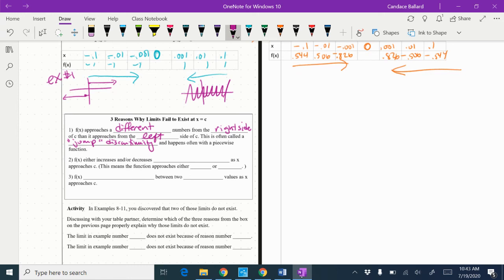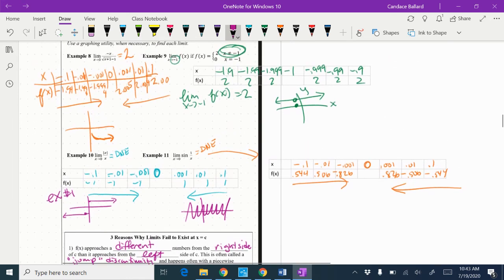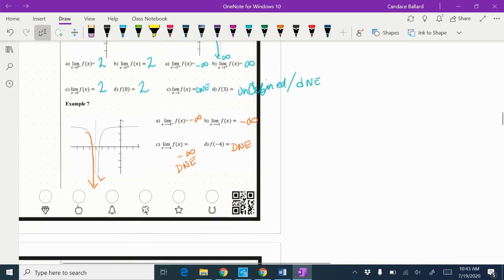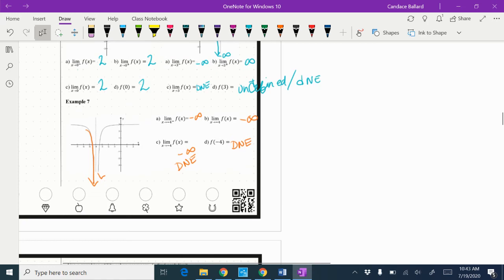Okay. The second reason: f of x either increases or decreases without bound as x approaches C. That means it either approaches infinity or negative infinity. And I don't know, did we see that on any of these? Not on these ones. We saw that up here, though, with some of these limits increasing or decreasing. So this one would have been an example of number 2, example 7 there.